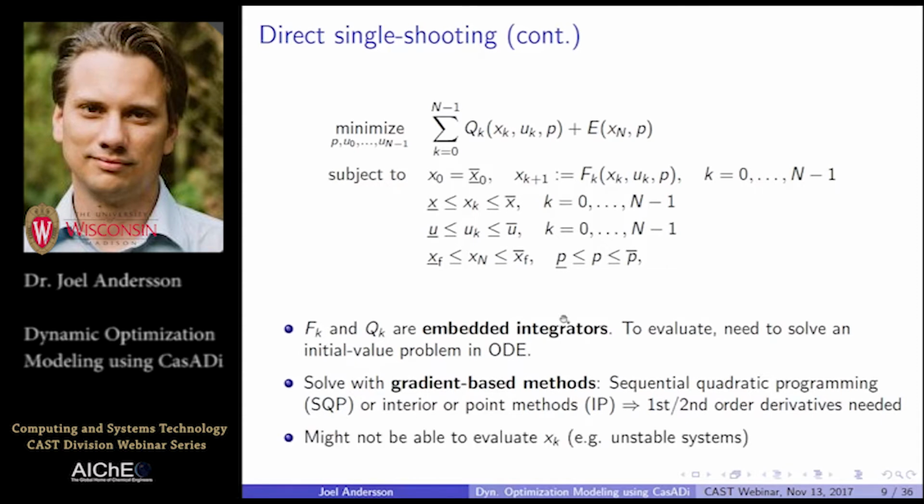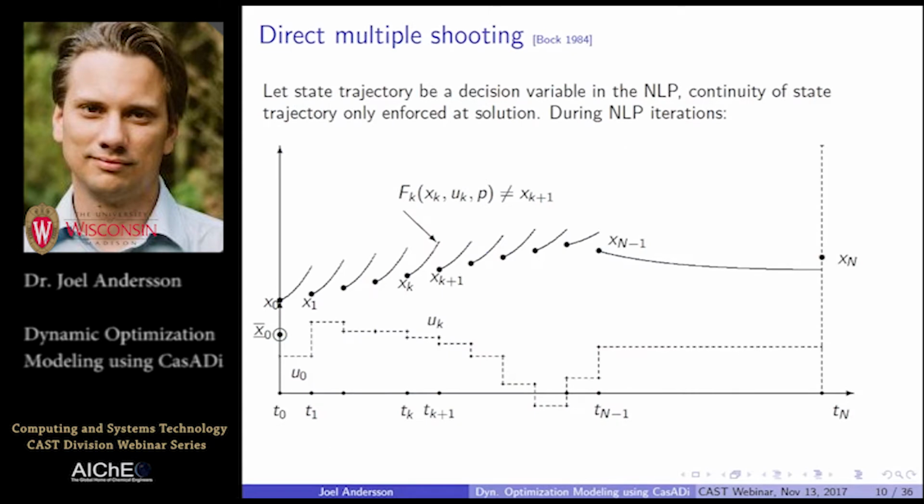So there is a lot to be said about single shooting. There are a lot of problems with it, and one of the problems is that you might not even be able to evaluate this x value, the state trajectory, for a given guess of u. So this is not a very suitable method if you, for example, have an unstable system. And there are other problems, such as difficulty to parallelize. So that's one of the reasons why we are looking at other methods.